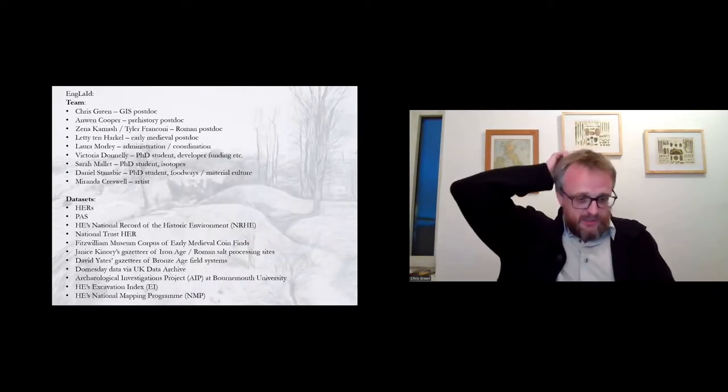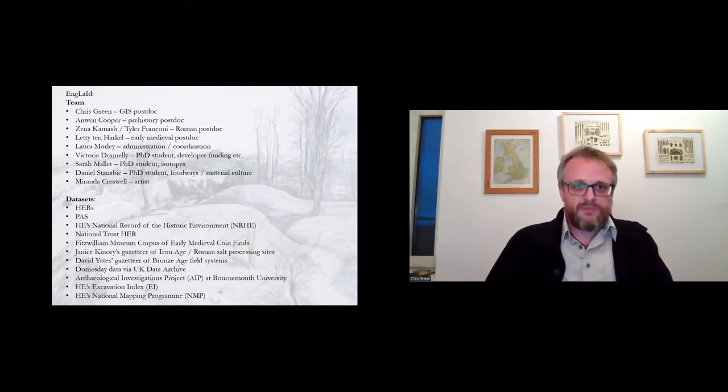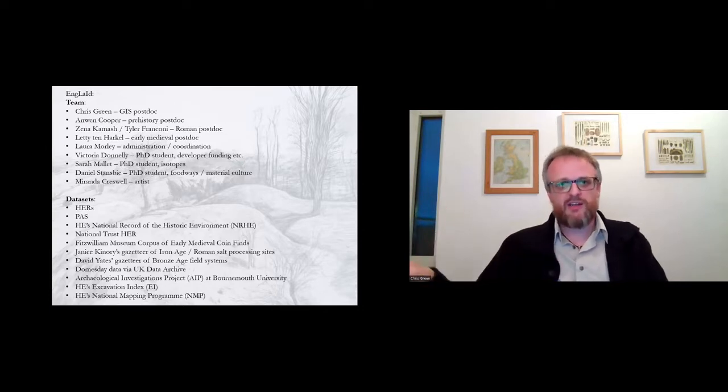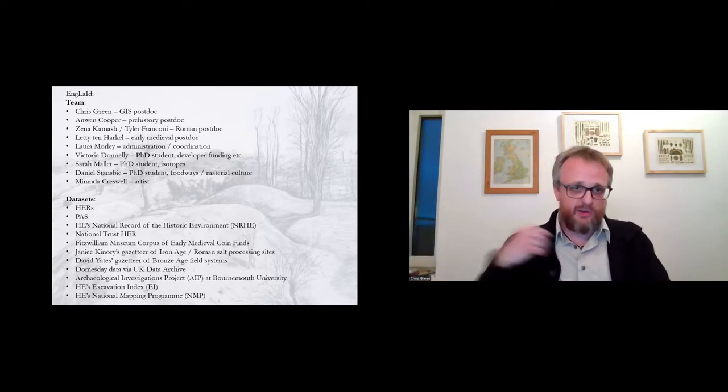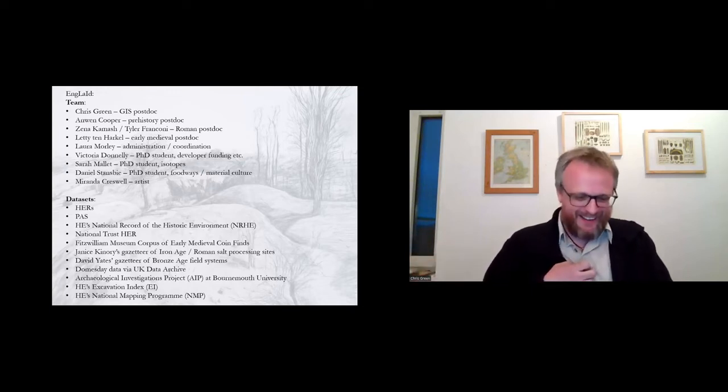So the project was conducted by a team of 10, including Chris Gosden. There were 3 positions for postdoctoral researchers. Tyler replaced Zena Kamash about halfway through the project when she moved to a new post in London at Royal Holloway. And then 3 of the postdocs had period foci. So there was Anwen, the prehistorian, Zena, and then Tyler, the Romanist, and Letty ten Harkel, who studied the early medieval period. And then 1 postdoc with a sort of GIS and data remit, which was me.